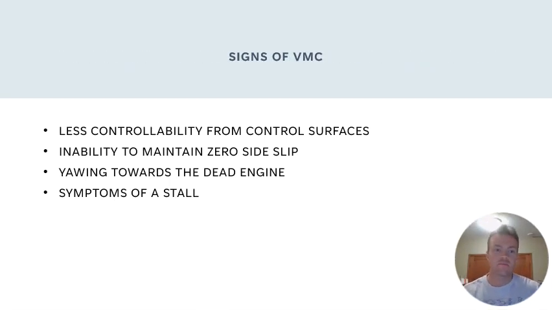Some signs of VMC. You can see these a lot when you do your VMC demo with students, or as of right now, as students ourselves. Less controllability from the control surfaces; it feels a little bit mushy. You have to put in more input in order to get the desired response. The inability to maintain zero sideslip. I don't know about you guys, but sometimes when I'm slamming on that rudder to maintain the heading that I want, it gets a lot harder when you don't have as much rudder authority.